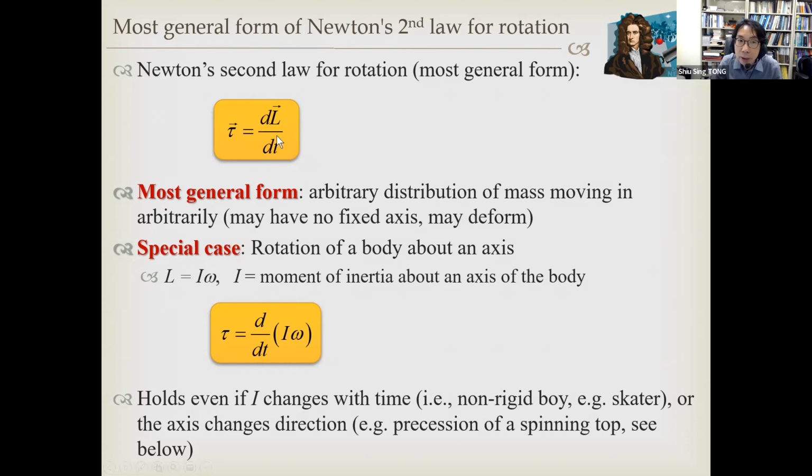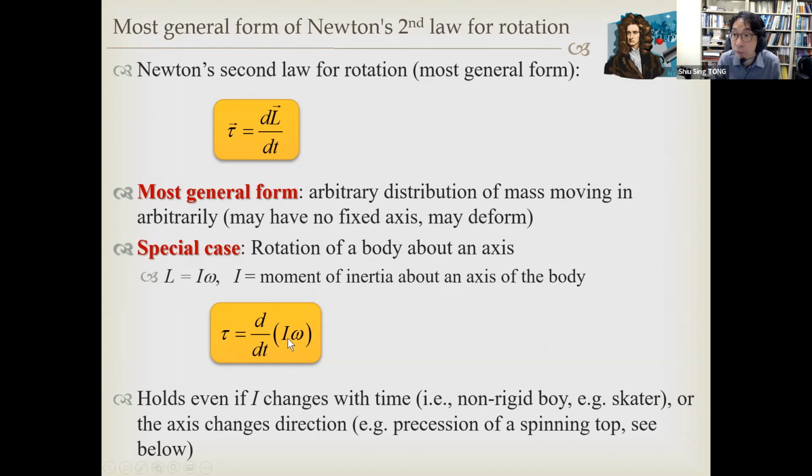Now we restrict this law to a special case. Suppose the body is now rotating about an axis, like a skater rotating about a fixed axis. In that case, I can write the angular momentum as I multiplied by omega, where I is the moment of inertia about an axis of the body. And with this special case, I can rewrite this formula as tau equal to d/dt of I omega. Now the d/dt acts also on the I.